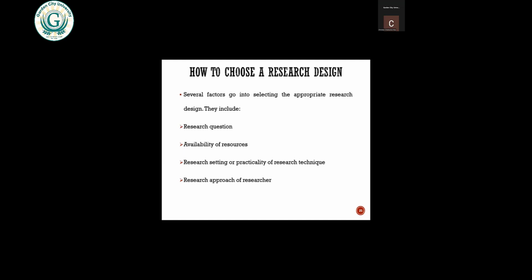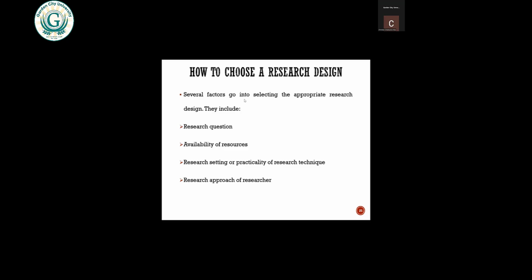Let me narrow it down. Will it be qualitative or quantitative? How do pregnant women feel about the use of iron supplement during pregnancy? Will it be qualitative or quantitative?